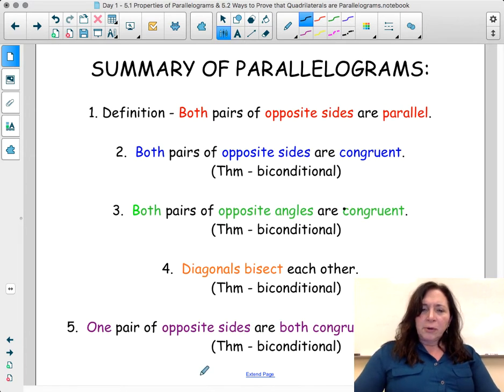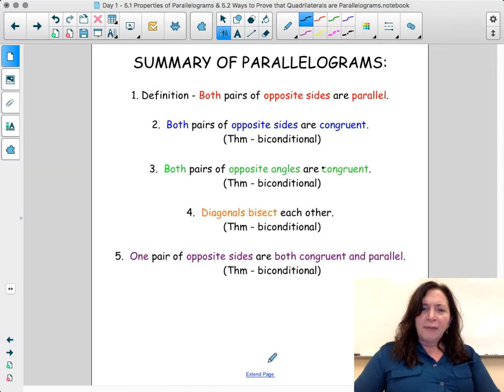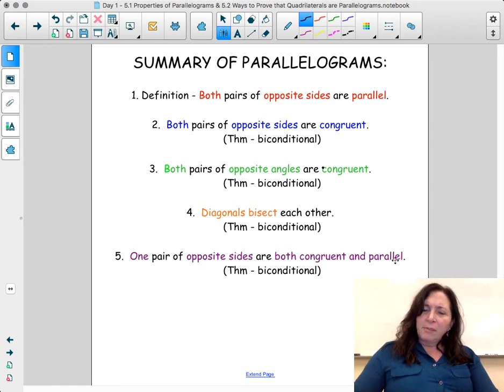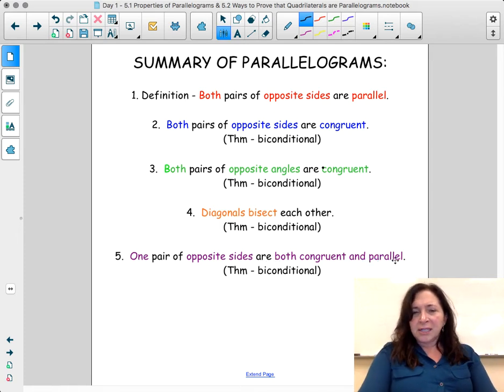So just a summary of what we have: both pairs of opposite sides are parallel, both pairs of opposite sides are congruent, both pairs of opposite angles are congruent, the diagonals bisect each other, and one pair of opposite sides are both congruent and parallel, both of those being biconditionals, the last two, 4 and 5.